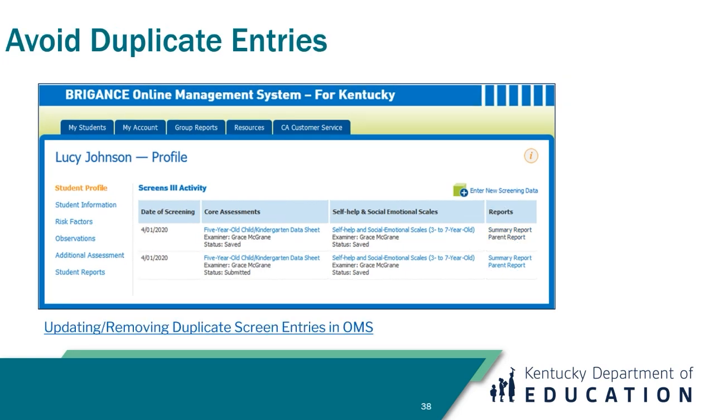A common error is duplicate entries. Duplicate entries must be removed from the OMS in order for the data to be accurate. Not removing duplicate entries impacts the results of group screening data. You can follow the link on the bottom of the slide or visit our K-Screen webpage to find guidance on how to remove duplicate entries.